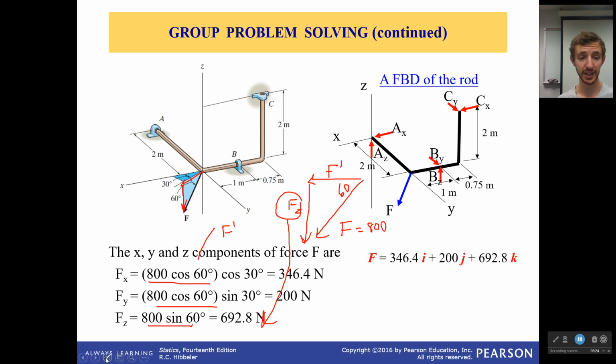And so now that we've done that, we're going to go ahead and do our second 2D step. So I know what F prime is now. I need to break that up into an X and Y, a Y and X component. So let's go ahead and do that.